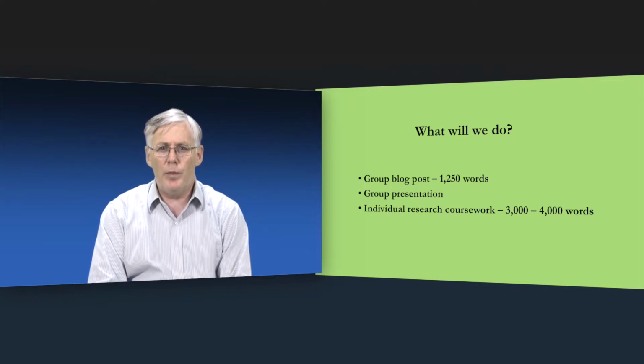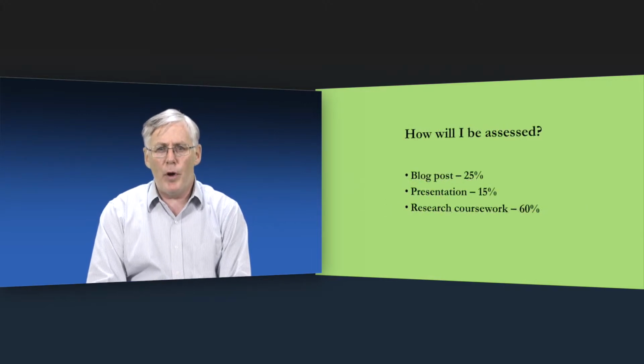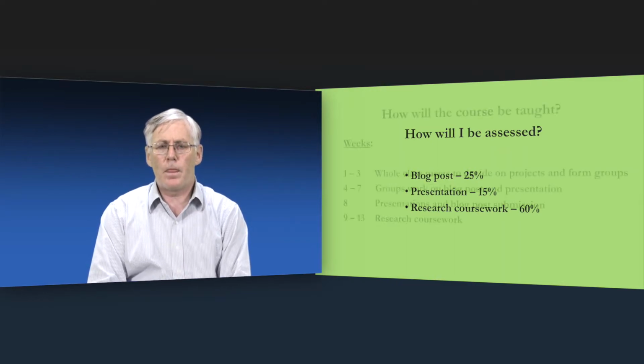The blog post will be of around 1,250 words and the individual coursework will be 3,000 to 4,000 words long. Throughout the course, you'll be fully guided by the teachers. The group blog post will count for 25%, the group presentation will count for 15%, and the individual coursework will count for 60% of the overall mark.